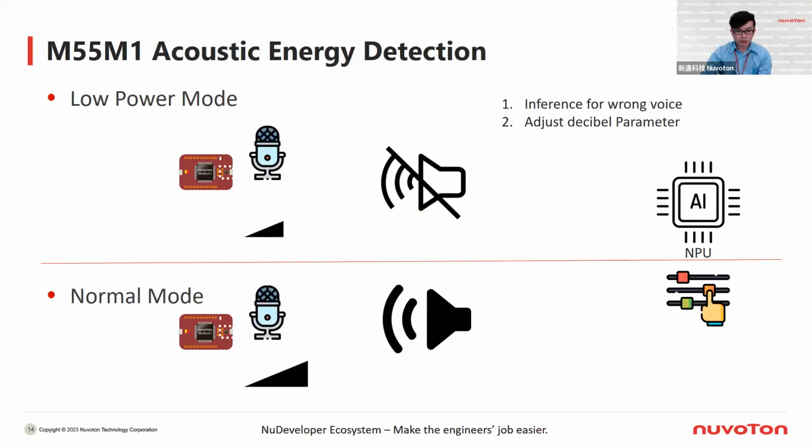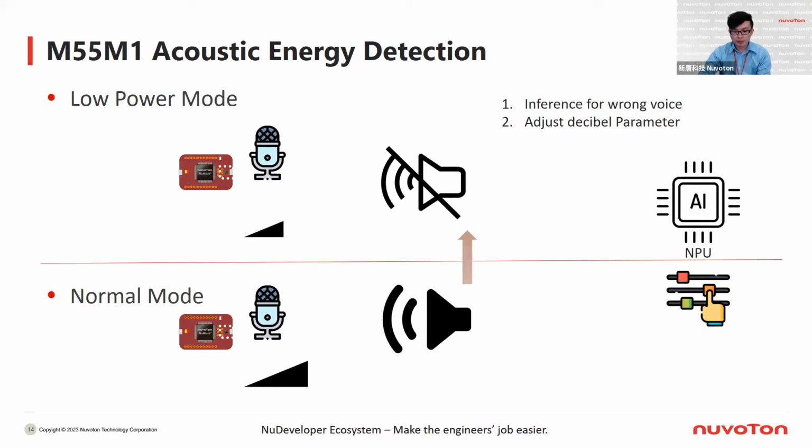Here's our acoustic energy detection. In the acoustic energy detection feature, initially there is no sound detected. When a certain decibel level is reached, acoustic energy detection activates and switches from low power mode to normal mode. Then the NPU infers whether the sound is human. If it is a false detect or an incorrect sound, the system returns to low power mode.